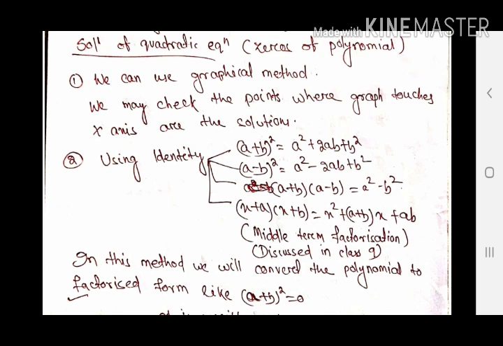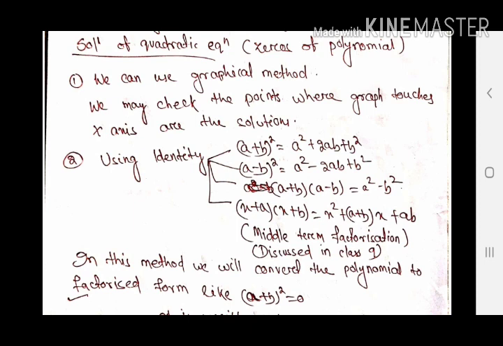So in factorized form, we will use the identity. It may be the first, second, or third identity, but most of the time we use the last identity, that is (x plus a) into (x plus b) equals x square plus (a plus b) into x plus ab. This is the expanded form on the right side. We will convert it to the factorized form, (x plus a) into (x plus b), then we will equate it to 0.